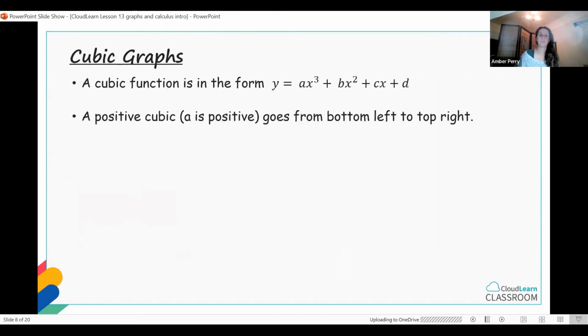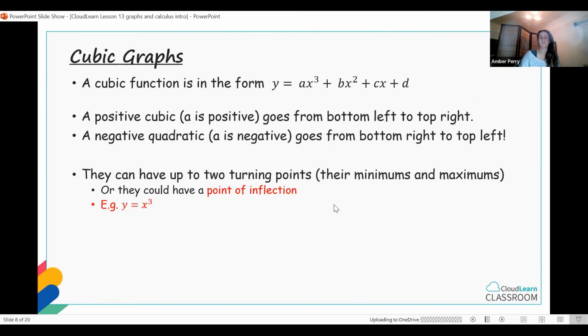So a positive cubic goes from bottom left to top right. So if A is positive, it will look something like that, okay? And then a negative cubic goes in that direction like that, okay? So just kind of the same as linear graphs, a straight line graph. If the gradient is positive, it goes that way. If the gradient is negative, it goes that way. So it's the same direction. It will just be a curve rather than a line. Okay. So that's what they look like.